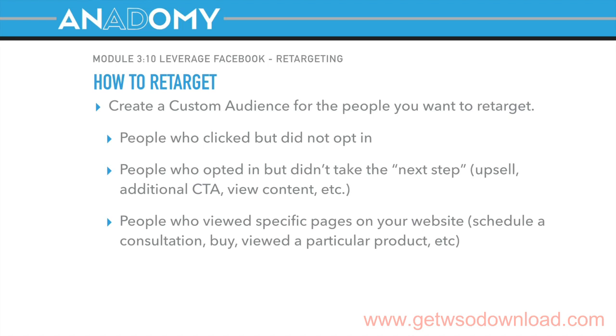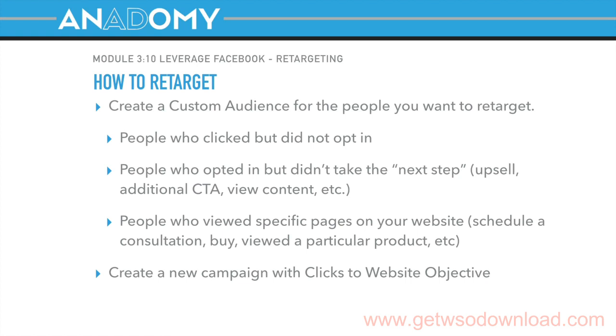If you have multiple products and people viewed a specific product on your page, set up a retargeting audience for people who got to that product page and keep it running all the time. Get people back onto that product page so that they can buy. So the first step in retargeting is simply creating a custom audience. If you need to review that lesson, go back inside this module, find the custom audience lesson, and just start building those custom audiences.